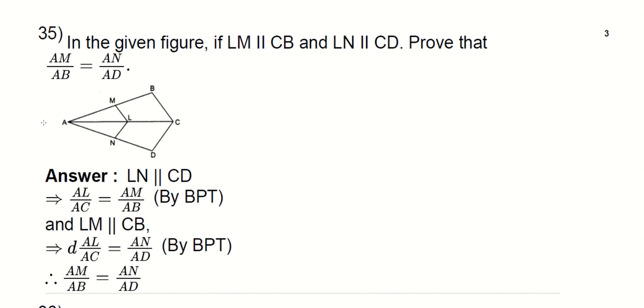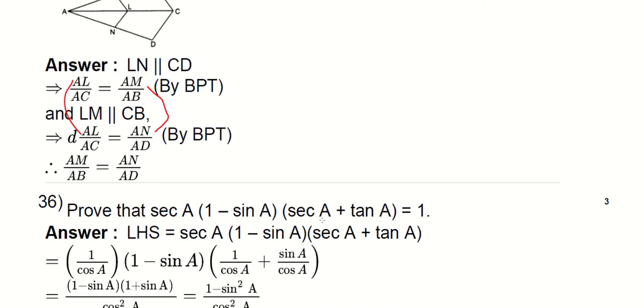This kind of figure, they are asking to prove. So it is the BPT theorem. Now AL by LC equals AM by MB, the same method for this side triangle, that is for triangle ABC. Now for triangle ADC, AL by LC equals AN by ND. So on this side, these two are proportional, so these two sides are equal. That means these two are equal, that's it.